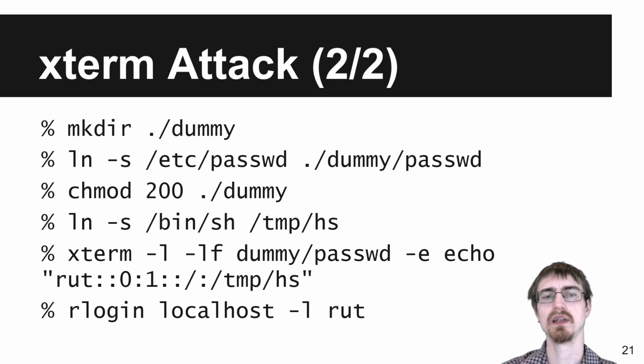Now what we do is we change the permissions on the directory to not allow access inside. And then also we create a shell of our own, so also a link to the regular shell. Now what do we do? We say xterm -l, which means enable logging, -lf, which specifies the log file. Now the log file is dummy/passwd.